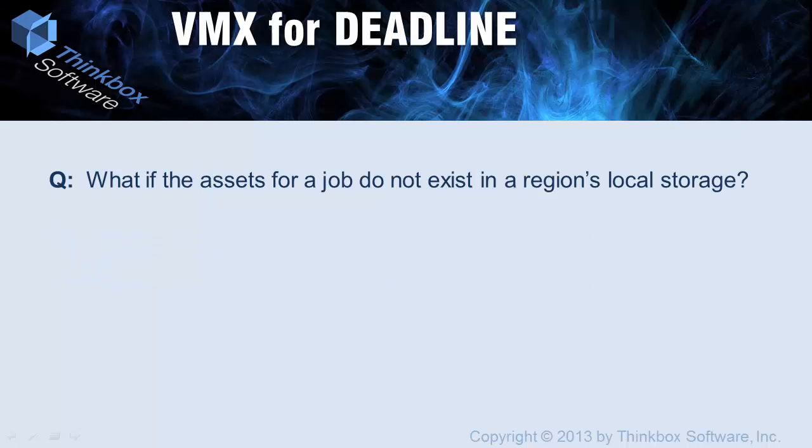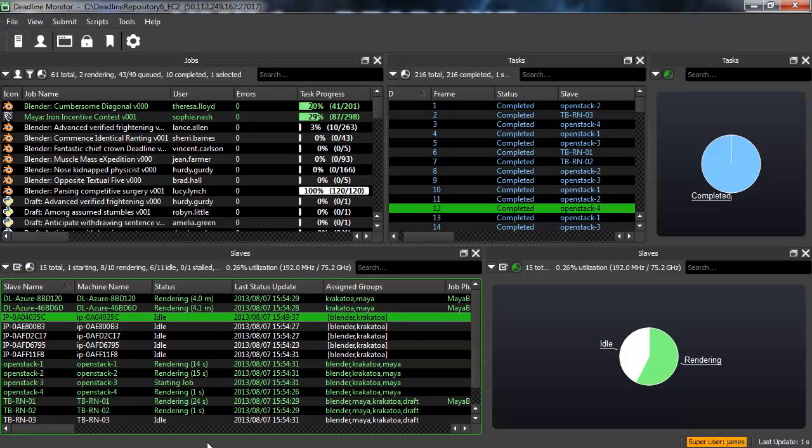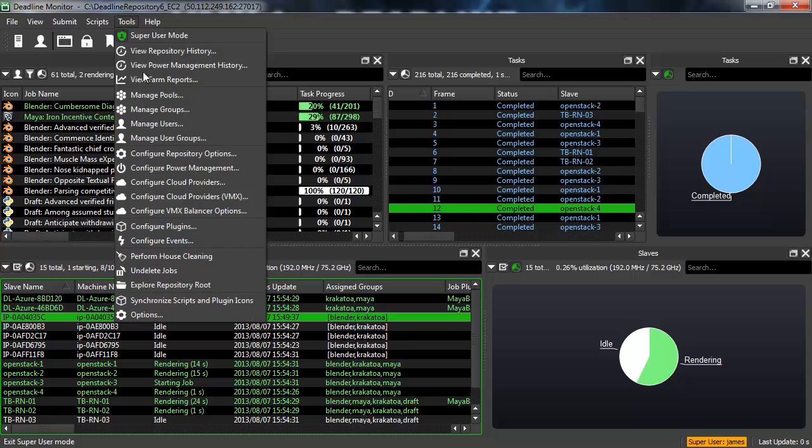What if the assets for a job do not exist in a region's local storage? The answer is asset checking can be enabled on a per region basis so that jobs whose assets do not exist will not be eligible. Let me explain that in a little bit more detail. And let's go back to the cloud provider settings.